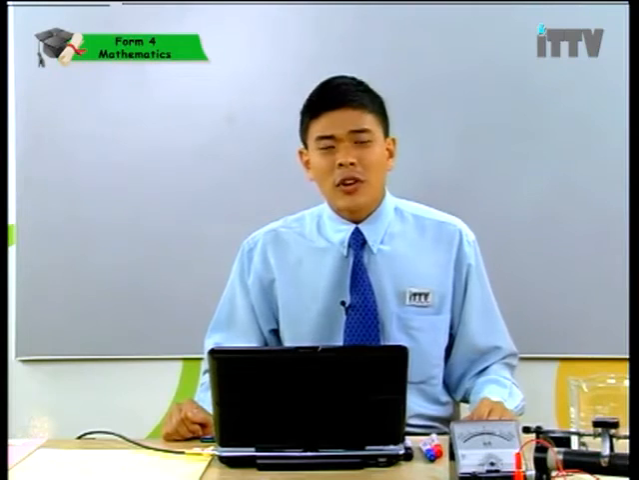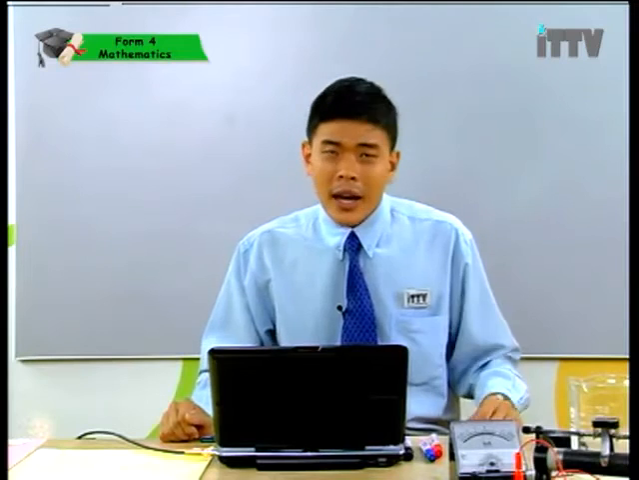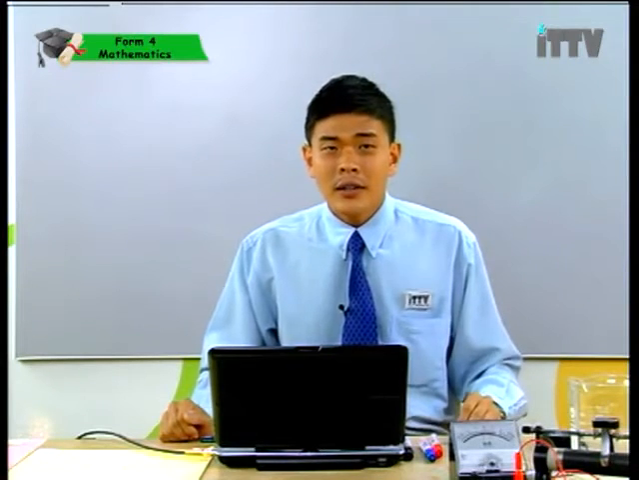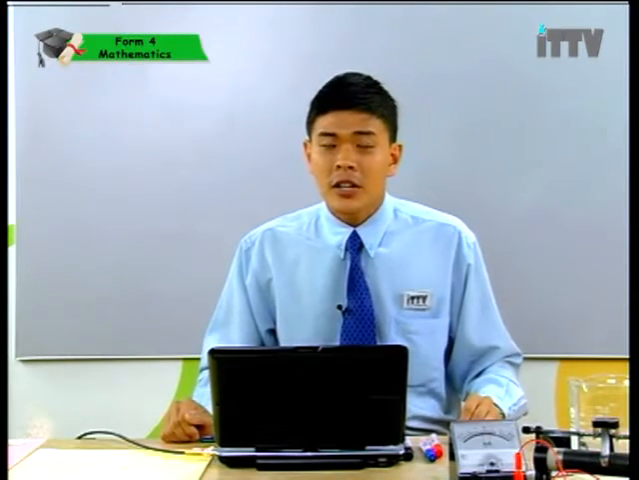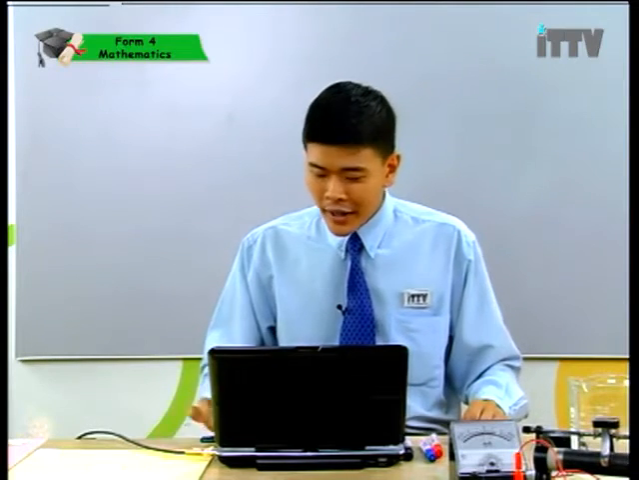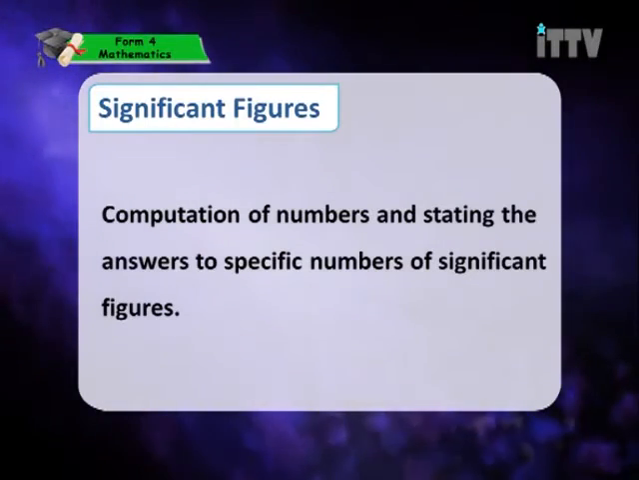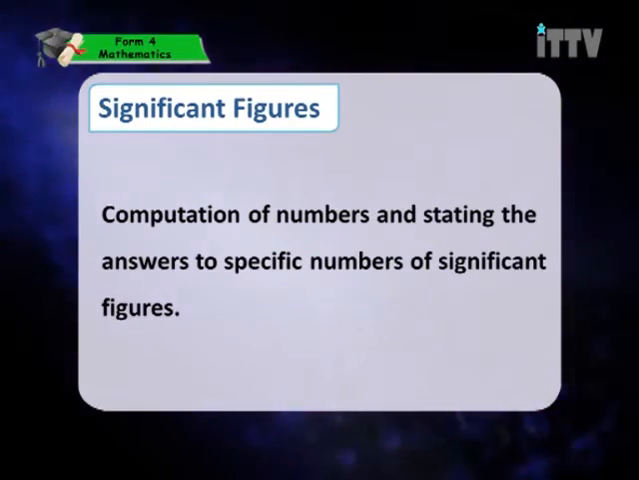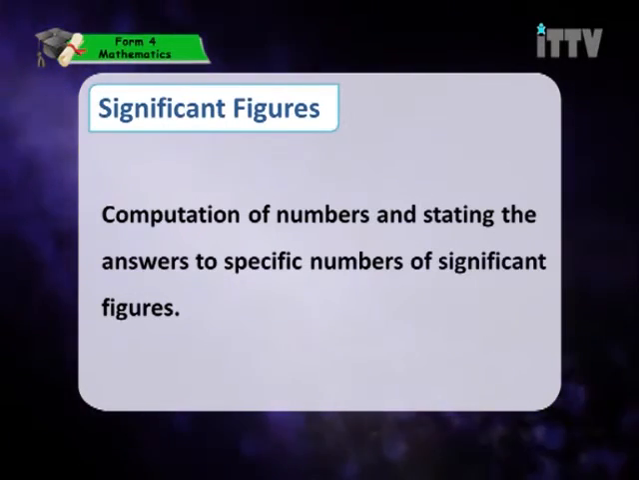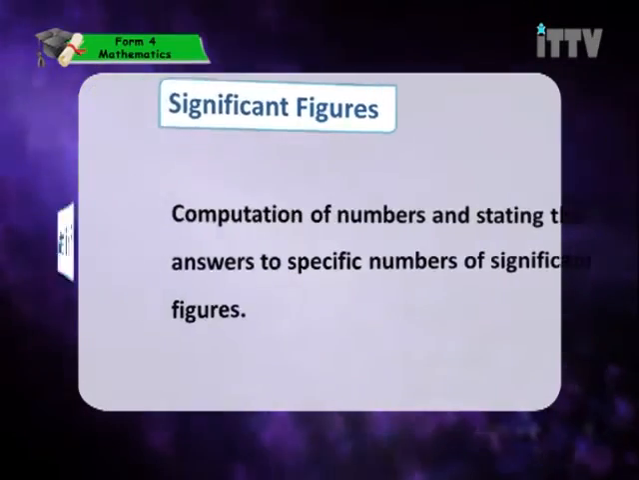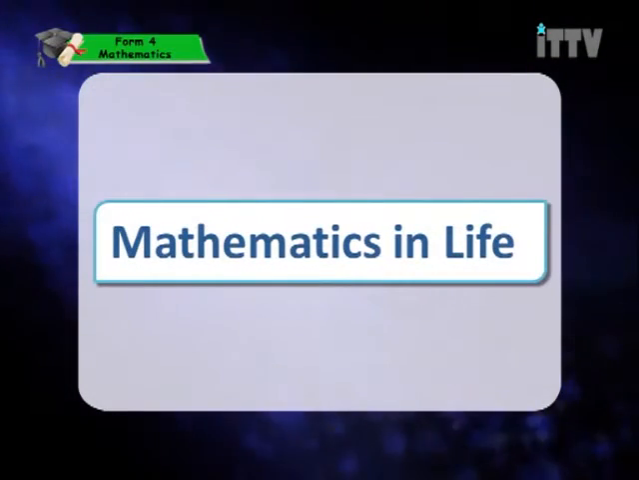Alright, in our first two lessons, we looked at the idea of significant figures, how to identify them, and in our second lesson, how to round off a number to a specific number of significant figures to determine the accuracy and precision that we require. Today in Lesson 3, we will be looking at the computation of numbers and stating the answers to specific numbers of significant figures. That brings us to our segment of Mathematics in Life.